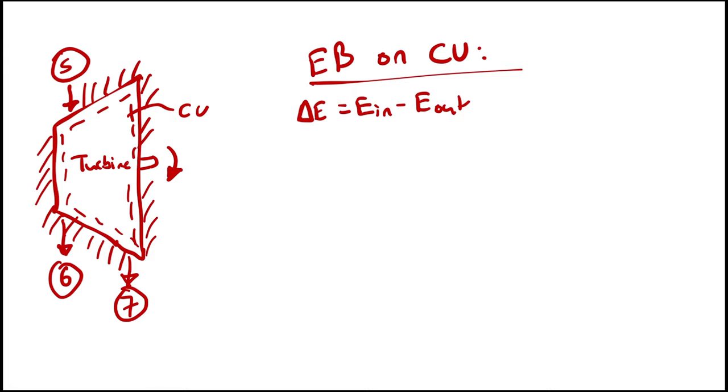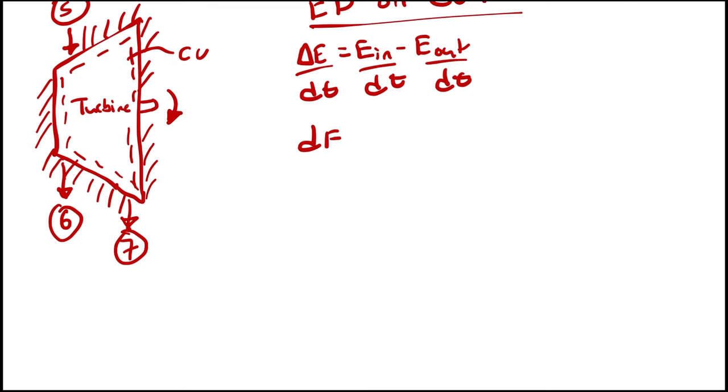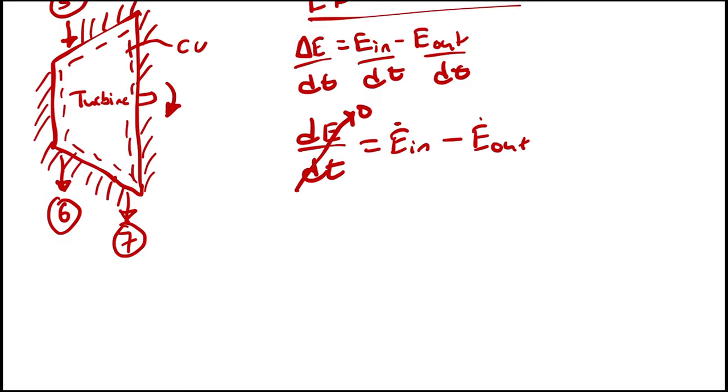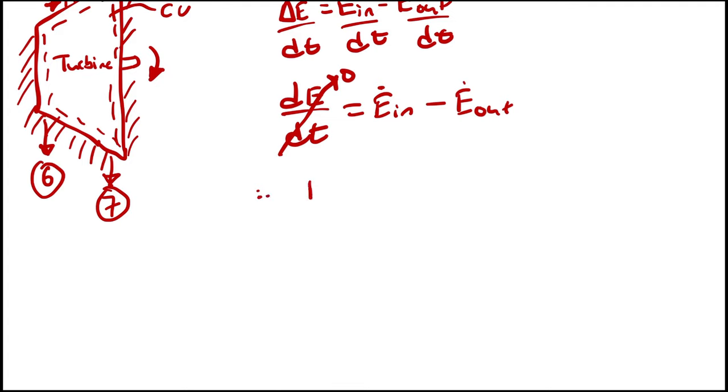I recognize that I have steady state operation, so it's going to be most convenient for me to divide all three terms by dt. At which point I have dE/dt equal to E dot in minus E dot out. dE/dt is zero because the turbine is assumed to operate steadily. Therefore, E dot in will equal E dot out.